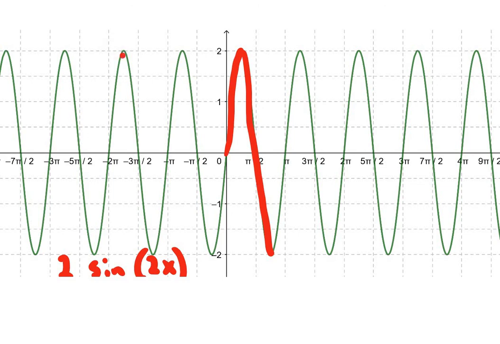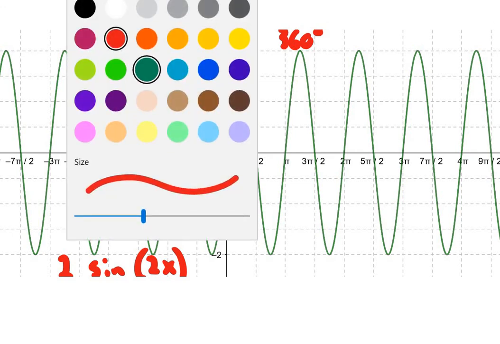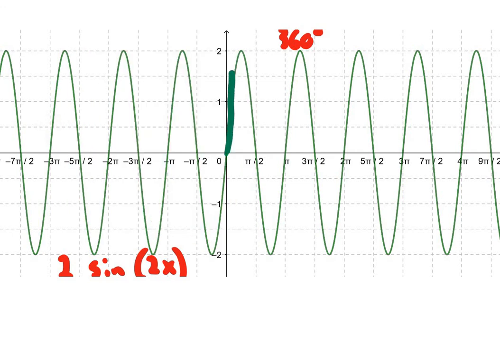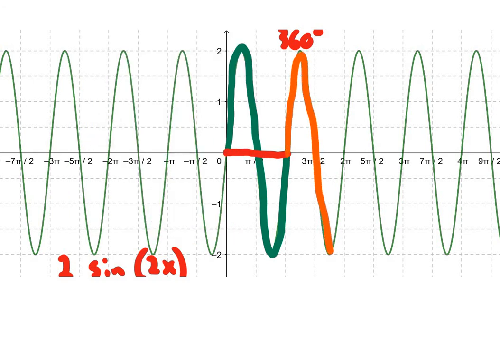Remember, the period for sine is 360 degrees, so if we halve that, 180. So it starts here, goes up to 2, down to minus 2, back up to 0. And all that is done within this 180 degrees, and then it repeats itself again. So up, down, back, all done in 180 degrees.